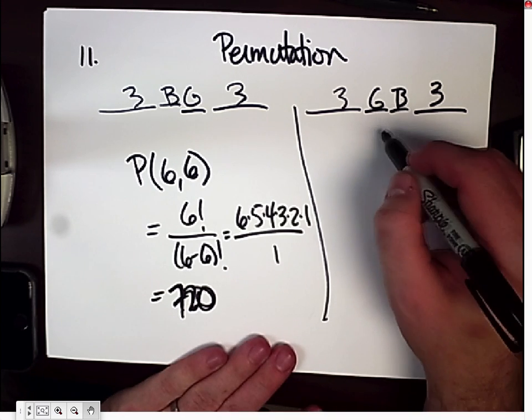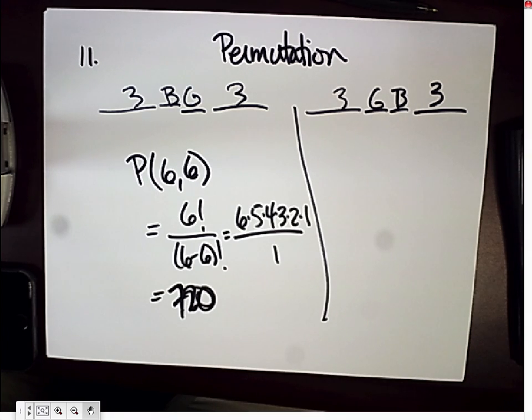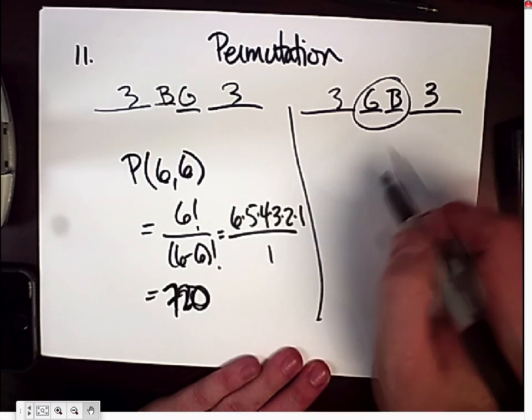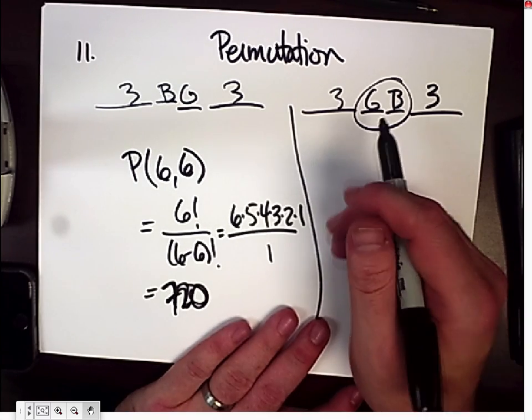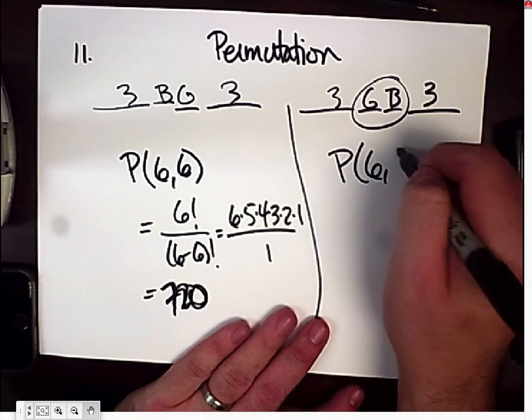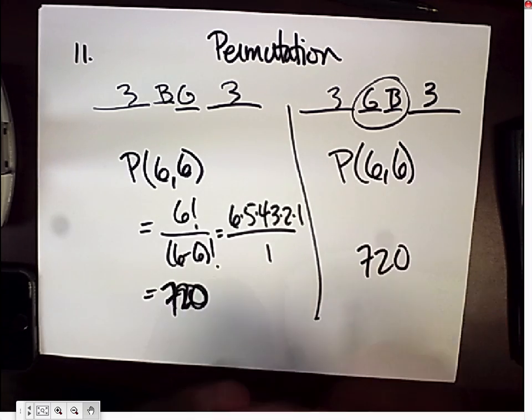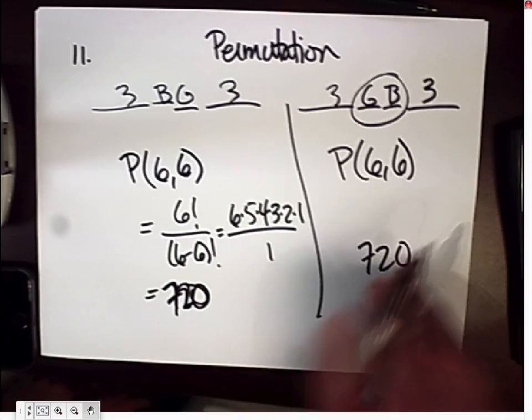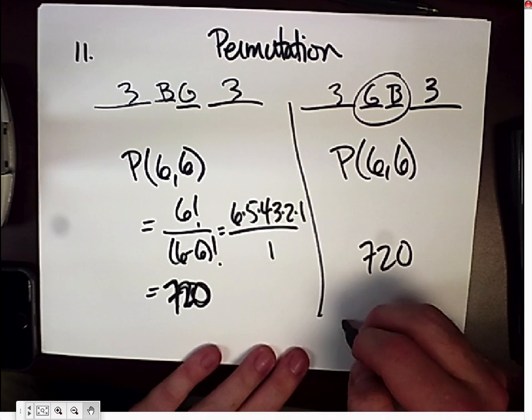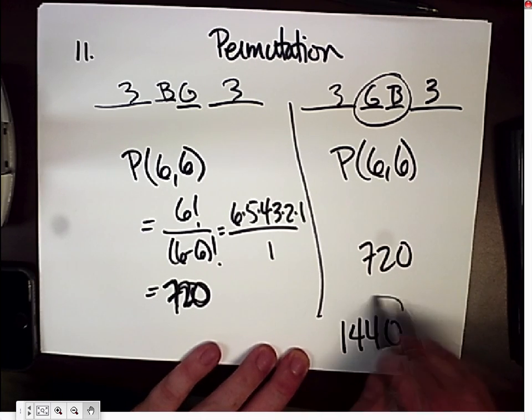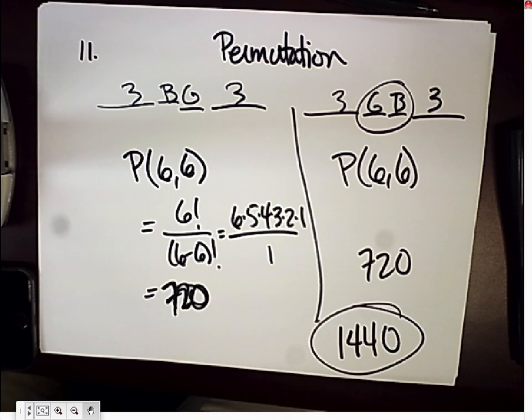How many are there going to be to do groom then bride? Well, it's the exact same thing, right? Permutation, 6 to choose from, you're going to choose 6, that's 720. So if there's 720 here and 720 here, that is 1440 possible ways, right?